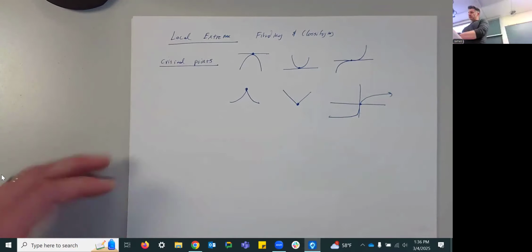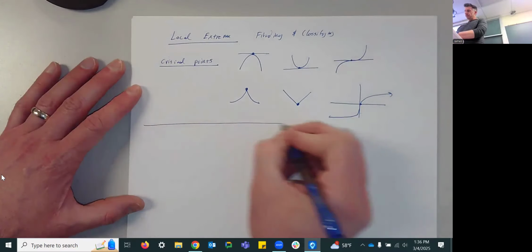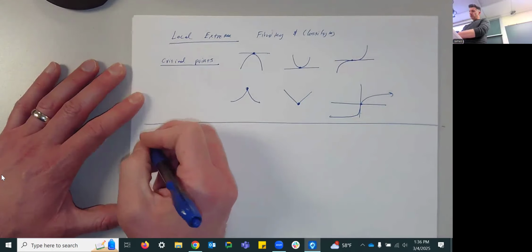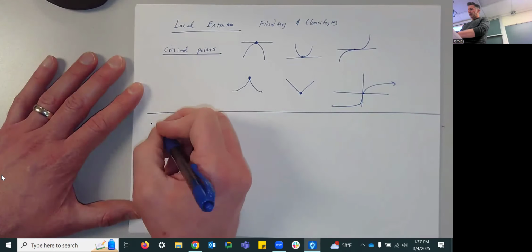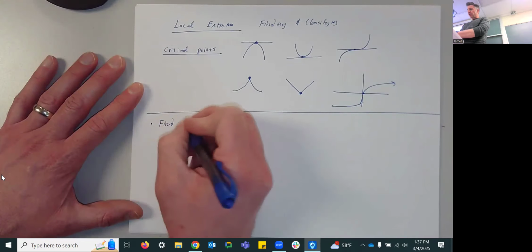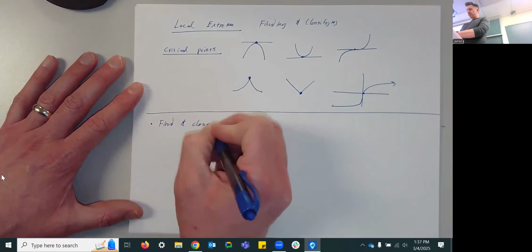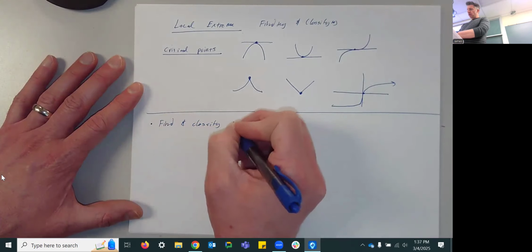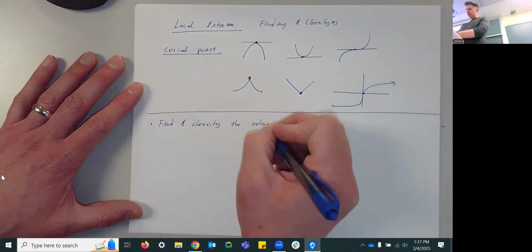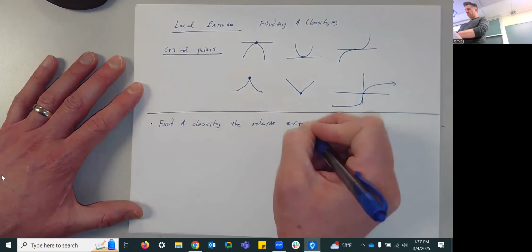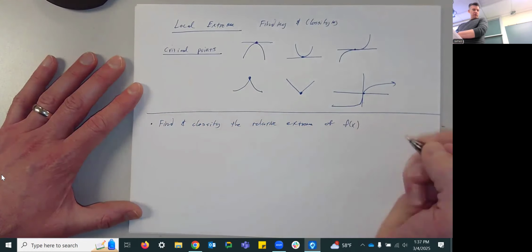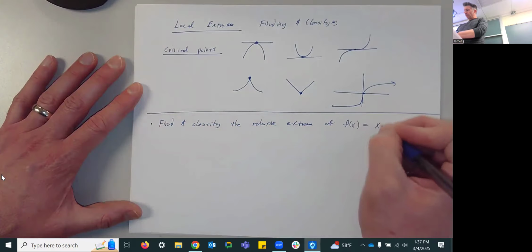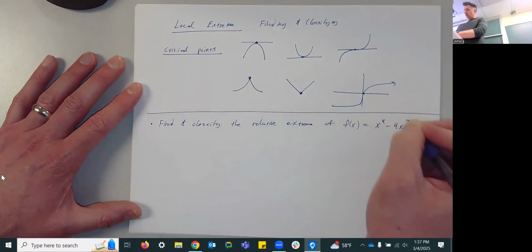So let's start off with some easy examples. So typically when we ask questions like this, we usually word it as find and classify the relative extrema of the function x to the 4th minus 4x cubed. It's a good one.